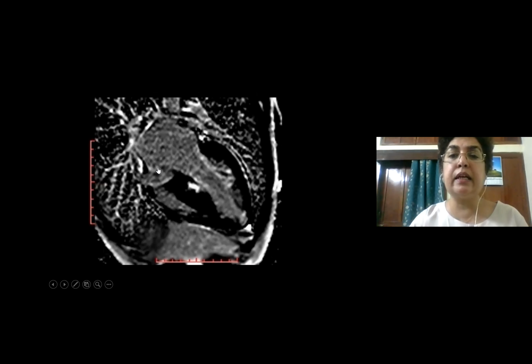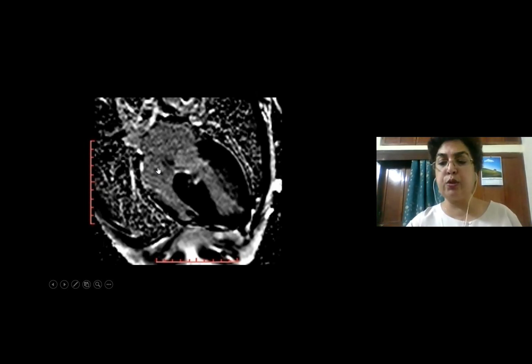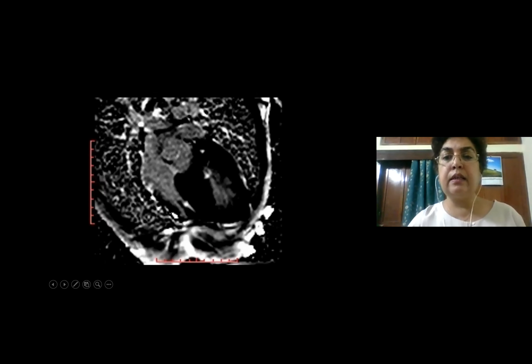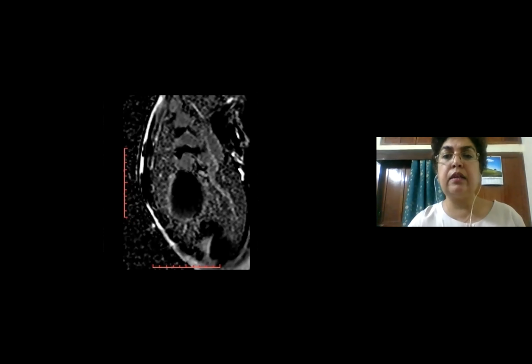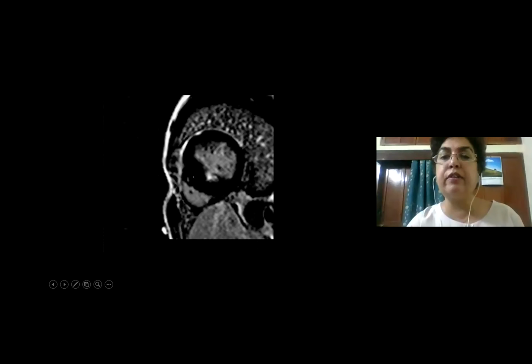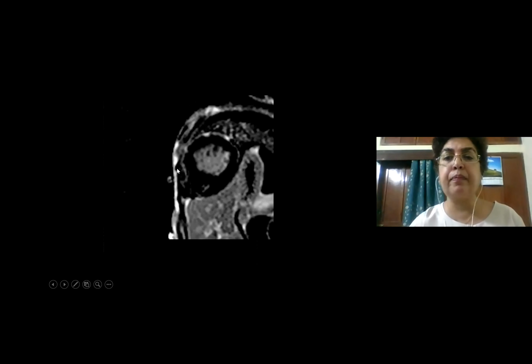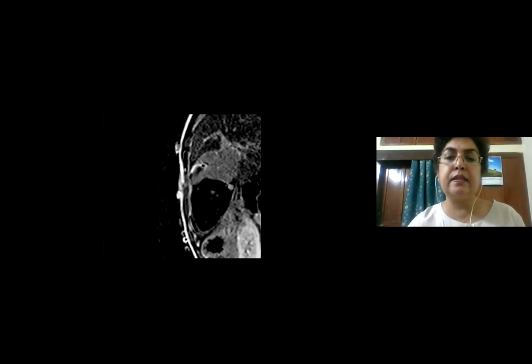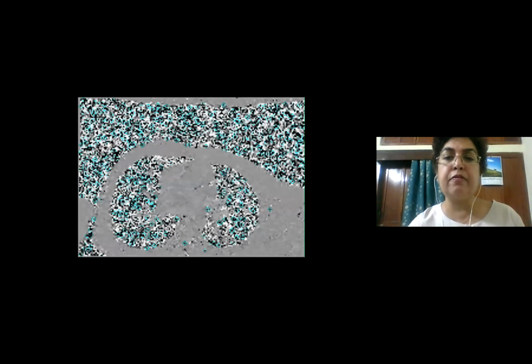This is the delayed enhancement image, which shows focal areas of fibrosis. These are different views in which it is taken. This is a short axis view, and the fibrosis seems not really in proportion to the degree of hypertrophy. This is the LVOT view showing the same finding.